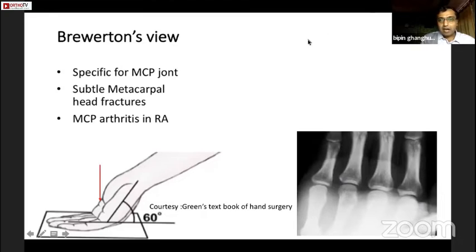The specialized view for subtle metacarpal head fractures is Brewerton's view. In this case, the palm is flexed at 60 degrees and the X-ray beam is passed through the metacarpophalangeal joints. You see this type of view, and it is mainly used for subtle fractures of the metacarpal head. Metacarpophalangeal joint arthritis also can be found on these X-rays.